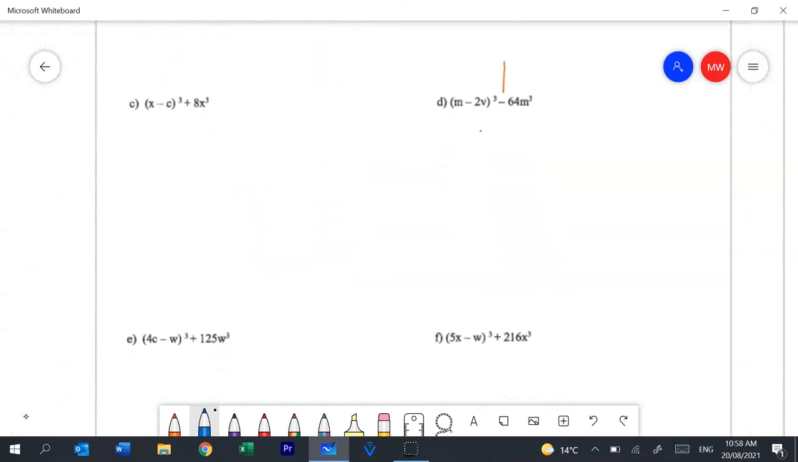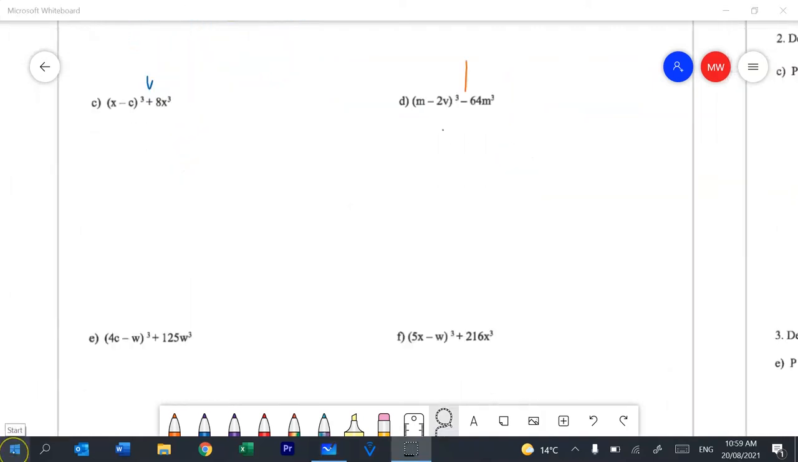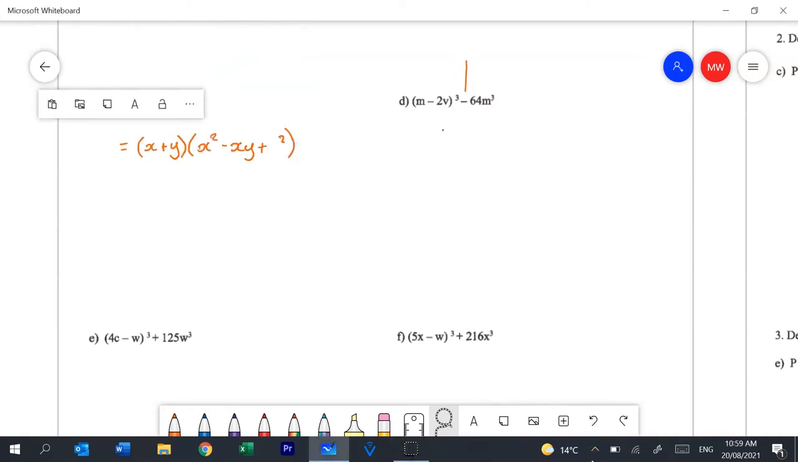Moving on. Okay, this one's positive as well, so fantastic. We can use the same formula. And so what we need to do is work out our x and y value. This one here will be my x, and this one here will be my y, but it needs some modification.